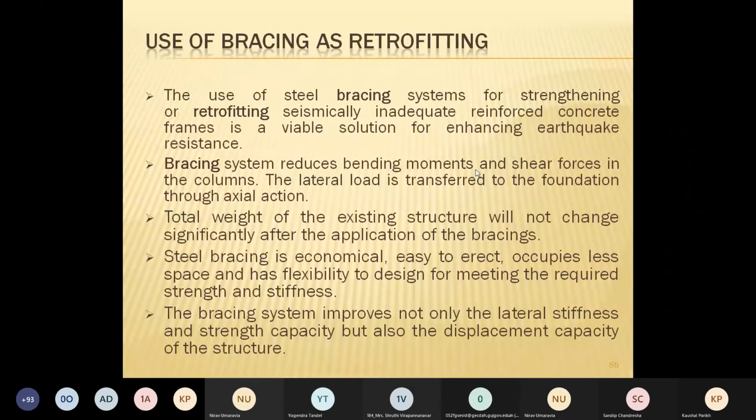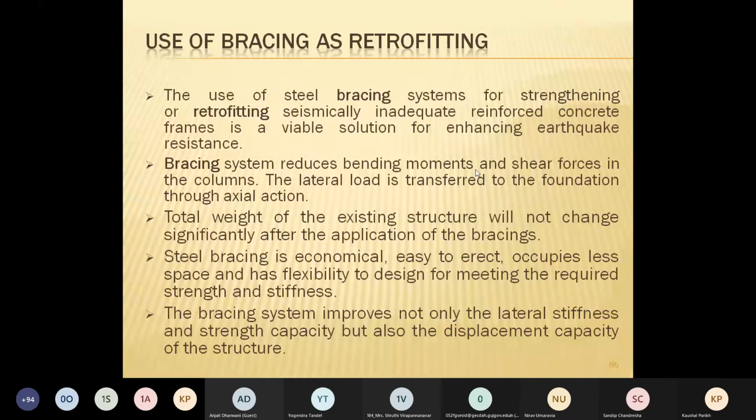Okay. Now, use of bracings as retrofitting. The use of steel bracing system for strengthening or retrofitting seismically inadequate reinforced concrete frames is a viable solution for enhancing earthquake resistance. This bracing system reduces the bending moment and shear forces in the columns, so the lateral load is transferred to the foundation through axial action.